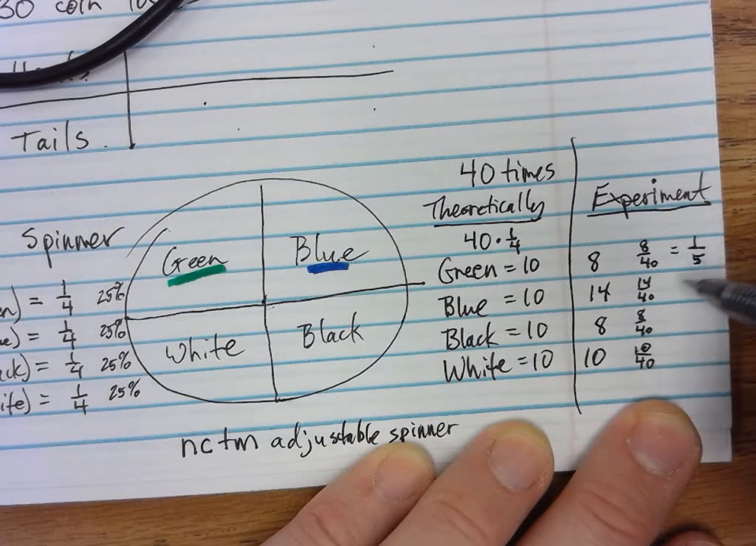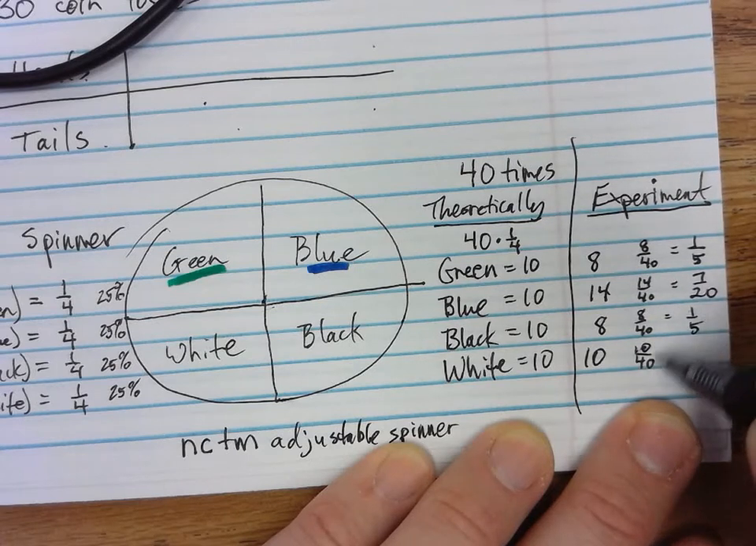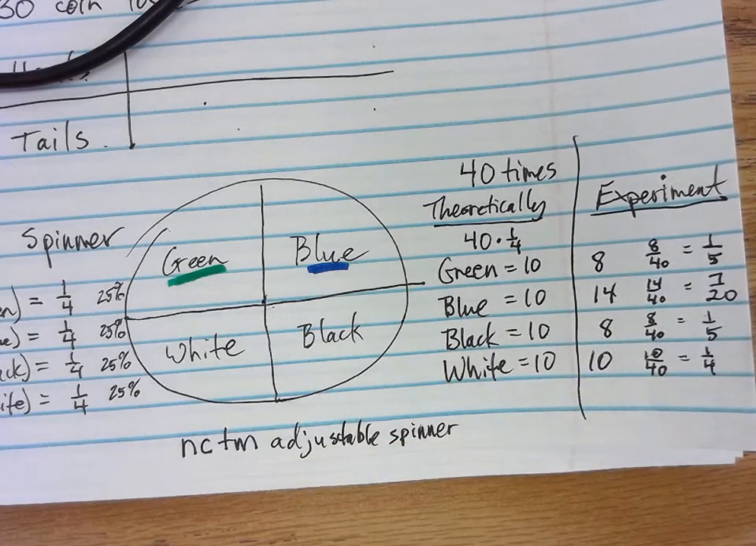So that would reduce to 1/5. Both of those you could divide by 2, and that would be 7/20. And divide that again by 8, and that one would be 1/5. And divide that one by 10, right? 10 goes into 10 once, 10 goes into 40 4 times. So that one actually would reduce to 1/4.